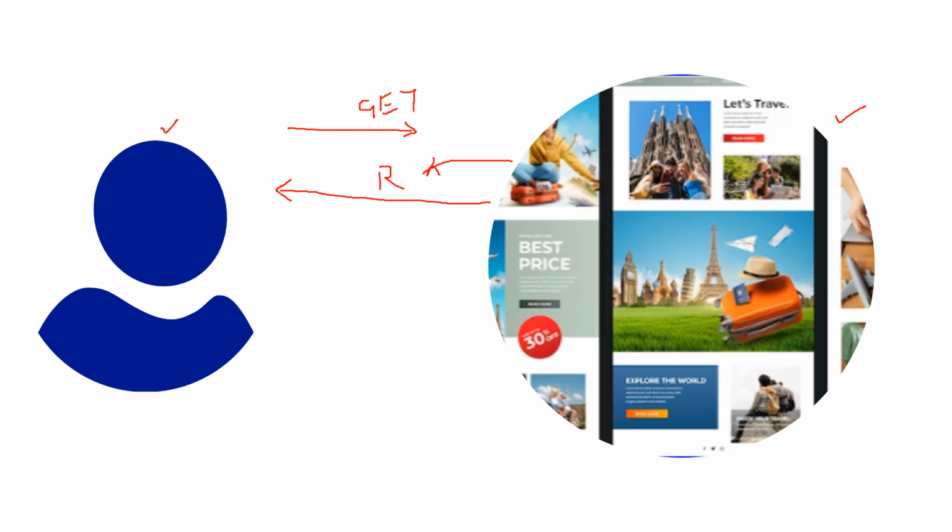Similarly, POST is similar to booking a ticket. So you are providing some specific information like your name, your destination, and your preferred date to reserve a seat on a flight or maybe on a train. So this is going to be a POST.